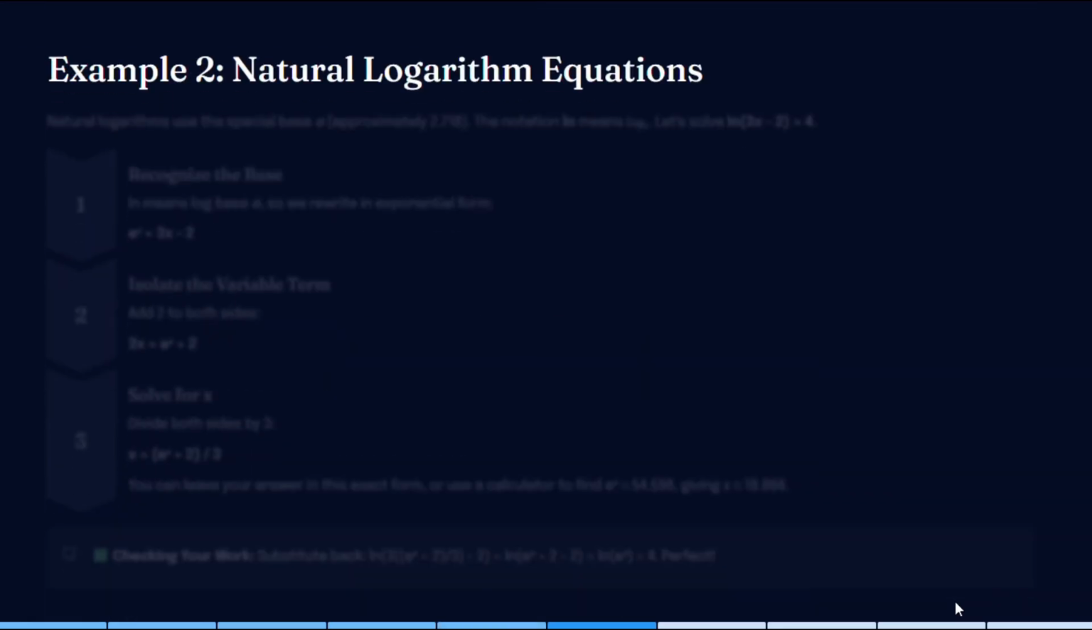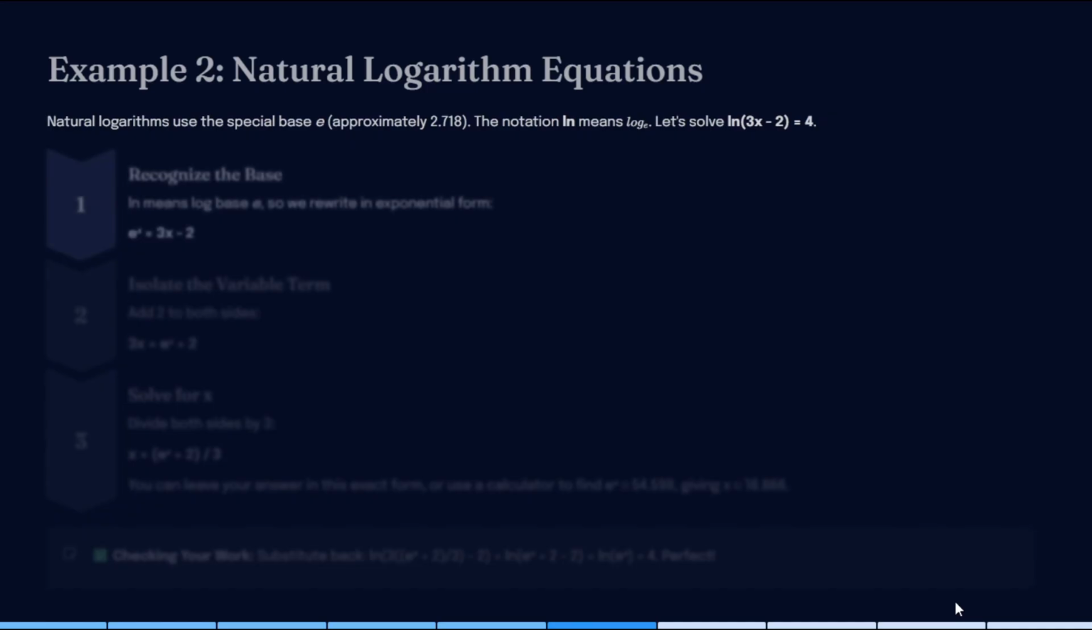Let's look at another example. Natural logarithms use the special base e, and that is approximately 2.718. The notation ln stands for natural logarithm, and it means log base e. So in this example, let's solve ln of 3x minus 2 equals 4. So first, we want to rewrite this in exponential form.